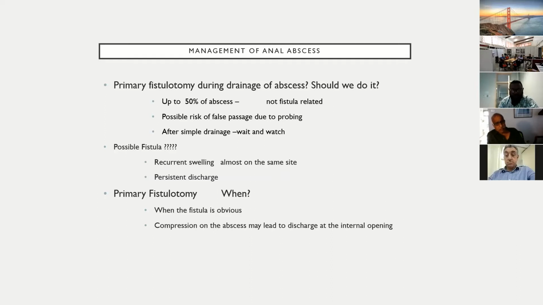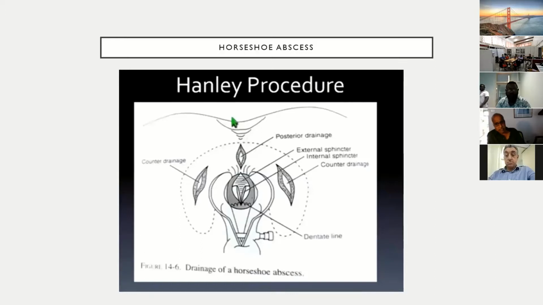So when would I do a primary fistulotomy? When the fistula is obvious. And another clue to finding an internal opening is if you press on the abscess, particularly in a perianal abscess, you can see the pus extruding through the internal opening. That confirms that there is a fistula and it can be divided.